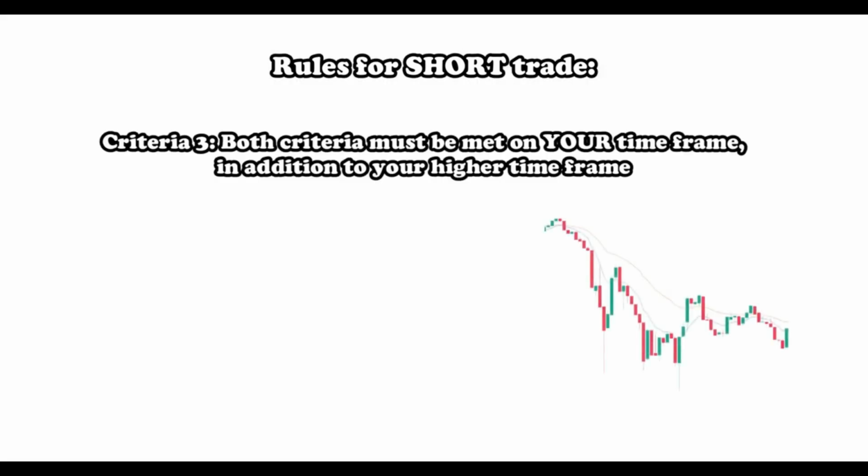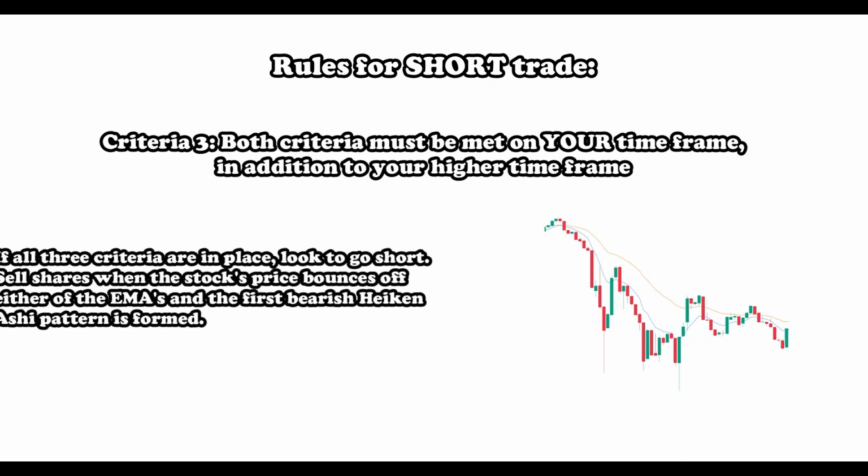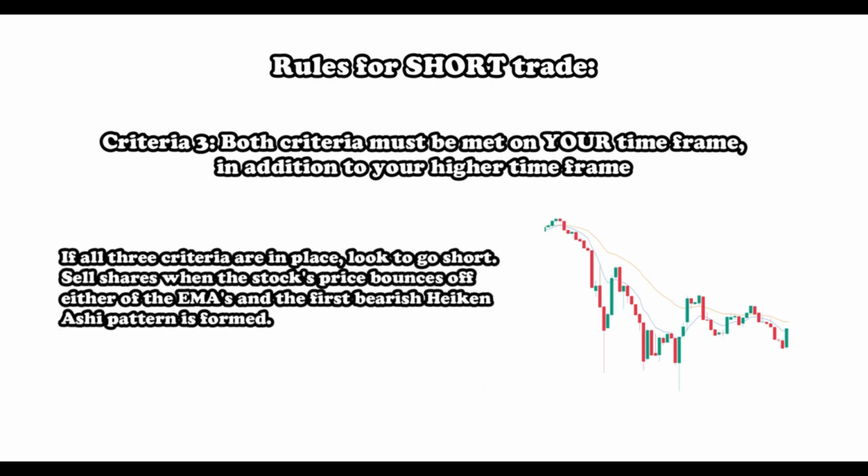Criteria number 3 is that the time frame you're trading on, such as a 5-minute chart, must also meet criteria 1 and 2. Once you have identified that all three criteria are met, you can look to enter a short trade by selling shares when the stock's price bounces off either of the exponential moving averages and the first bearish Heiken-Ashi candlestick pattern is formed at a lower high.